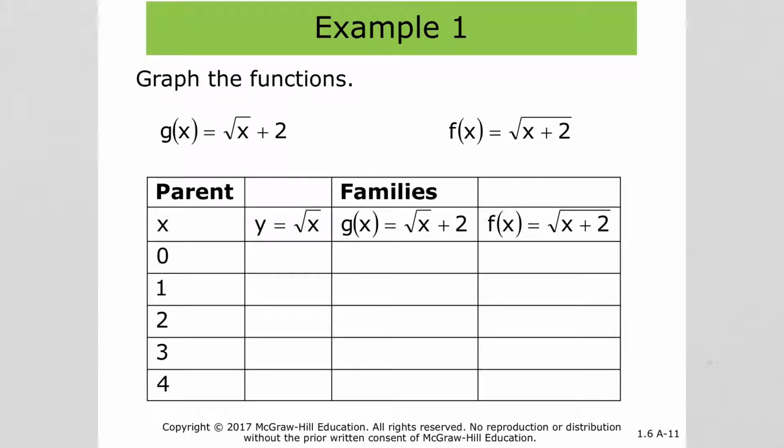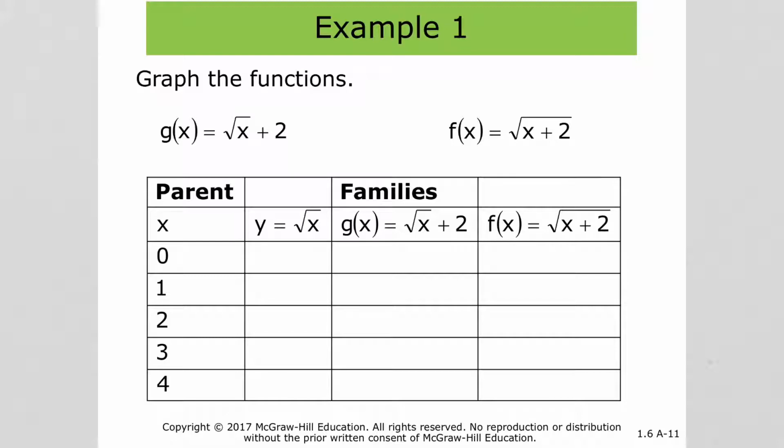So we're going to graph these functions. The first thing we're going to do is, in this table here, list the y values for each x value over here for the parent function y equals square root of x. We're going to be graphing, first of all, g of x equals the square root of x plus 2. Notice my hesitation. So g of x is the square root of x plus 2. F of x over here is the square root of x.